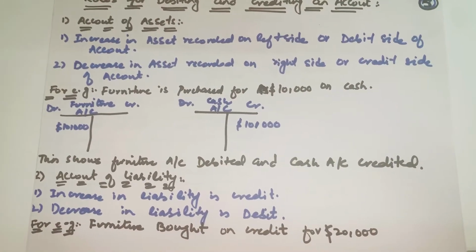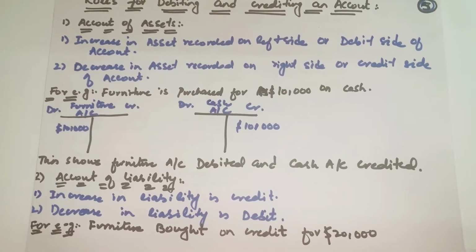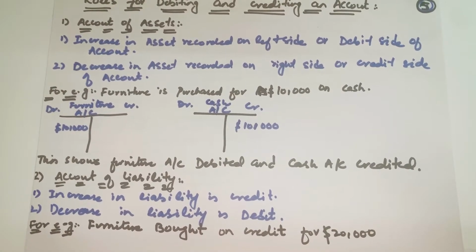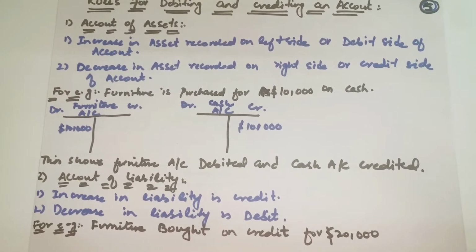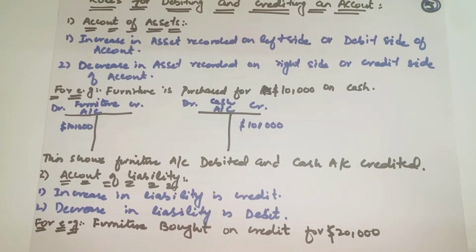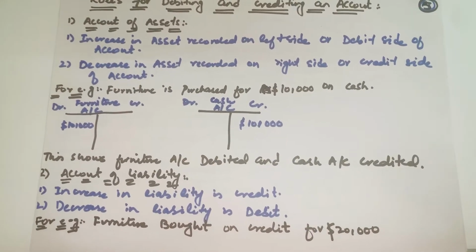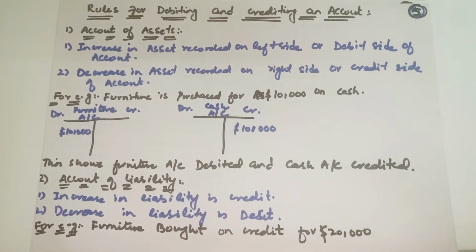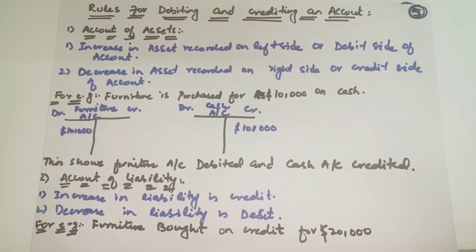So here we basically make two T accounts. One T account we will make for the furniture, another T account we will make for the cash. For the first T account, the furniture account, we will write debit and credit, and in the center we will write the title of the account, which is the furniture account. We will debit our furniture account by 10,000 because we have purchased furniture for rupees 10,000. Our asset is increasing, so we will debit our furniture account.